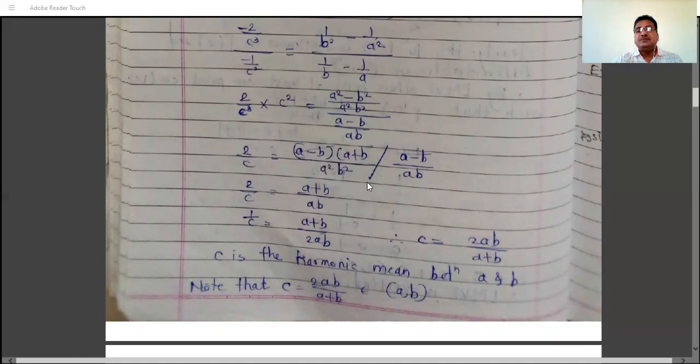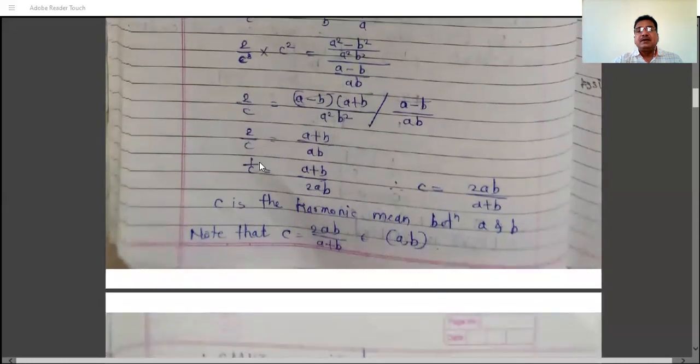So we have a plus b divided by, and out of this a square b square, one a and one b get cancelled. So we have a plus b divided by a into b. This is the value of 2 by c. This is 2 by c cubed into c square, which is 2 by c.